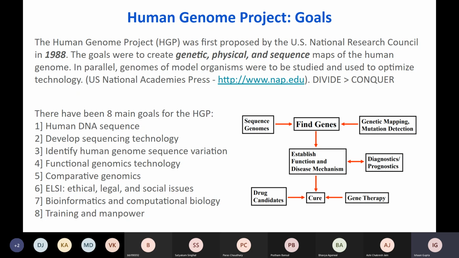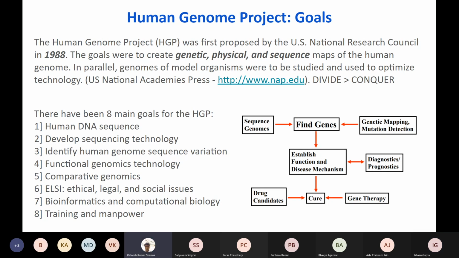Sir, you said there are 6 million places. Are you talking about 6 million nucleotides? I'm talking about approximately 6 to 10 million nucleotides. That was the perceived number at that point of time. I'm talking about an average number, Ratnesh. I'm not giving you an absolute number. Yes, sir.